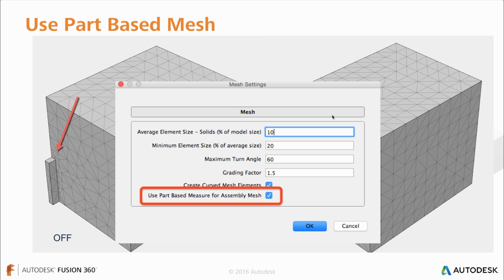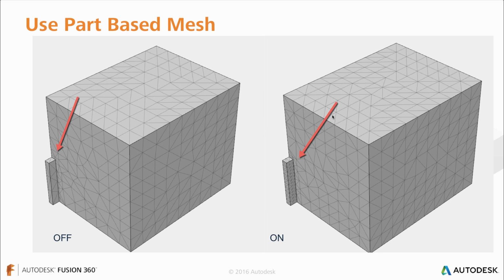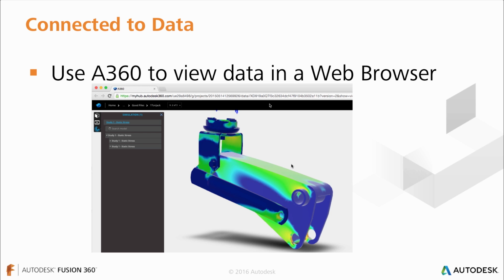And this one is really handy, and I should have actually used it when I was doing the analysis with the pipe wrench: using part-based measure for assembly meshes. So if you have 15 parts and one's tiny and one's massive, you don't want them to necessarily have the same general size elements, right? You want it to adjust. So by turning this on, you'll see this very small component in this dumbed down example. It helps you visualize what that will actually do. So use part-based mesh. Highly recommend that any time you're running an analysis on an assembly.